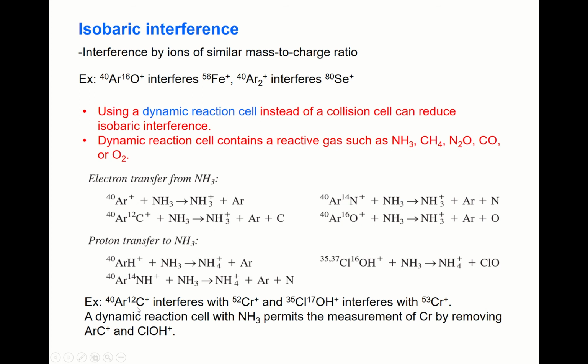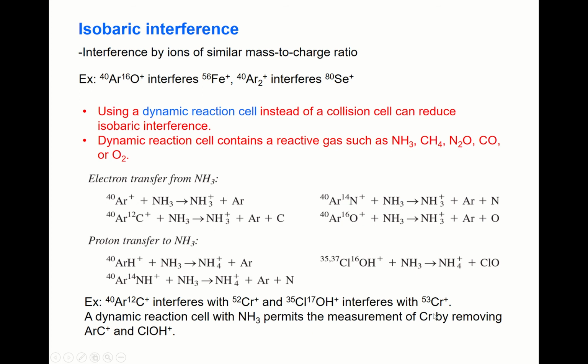Here is an example. This argon carbon molecular ion interferes with this chromium ion, whose mass number is 52. This one also has mass number 52. And also this one, chlorine hydroxide, also has mass number 52. So one, two, three: this one interferes with this one, and also this one. These interfere with the chromium ion. This mass number is 53, and this is 53: 35 plus 17 plus hydrogen 1.